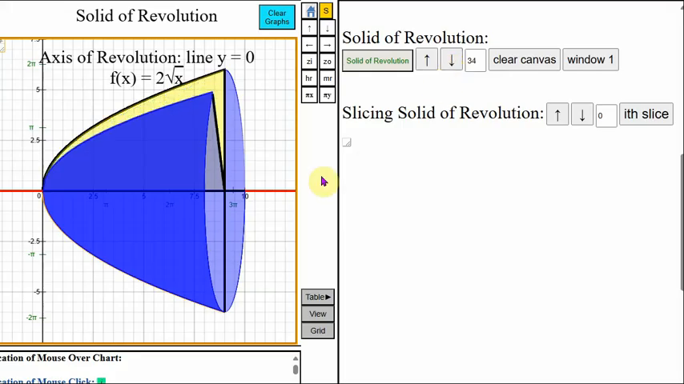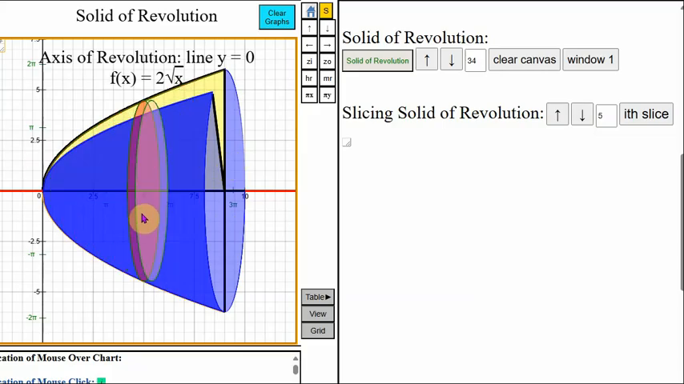The way we find the volume of the solid of revolution is by dividing the solid into many thin slices like this. Each slice would be in the shape of a cylinder, and then we would find the volume of each cylinder and add all the volumes together, and that will give us an approximate volume for the solid.